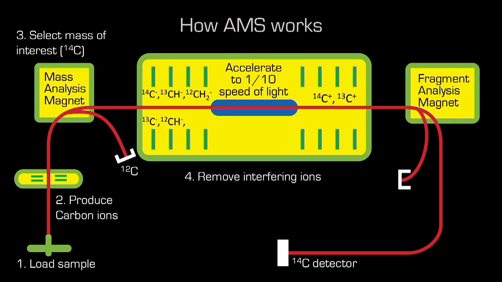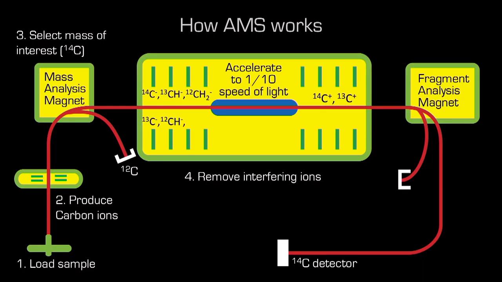So what we do, we remove what's called these interfering ions that we're not interested in by accelerating them to about 1/10 the speed of light. And what this does is strips off all those unwanted hydrogens that we don't want. And at the end, we're left with just C14 and C13.